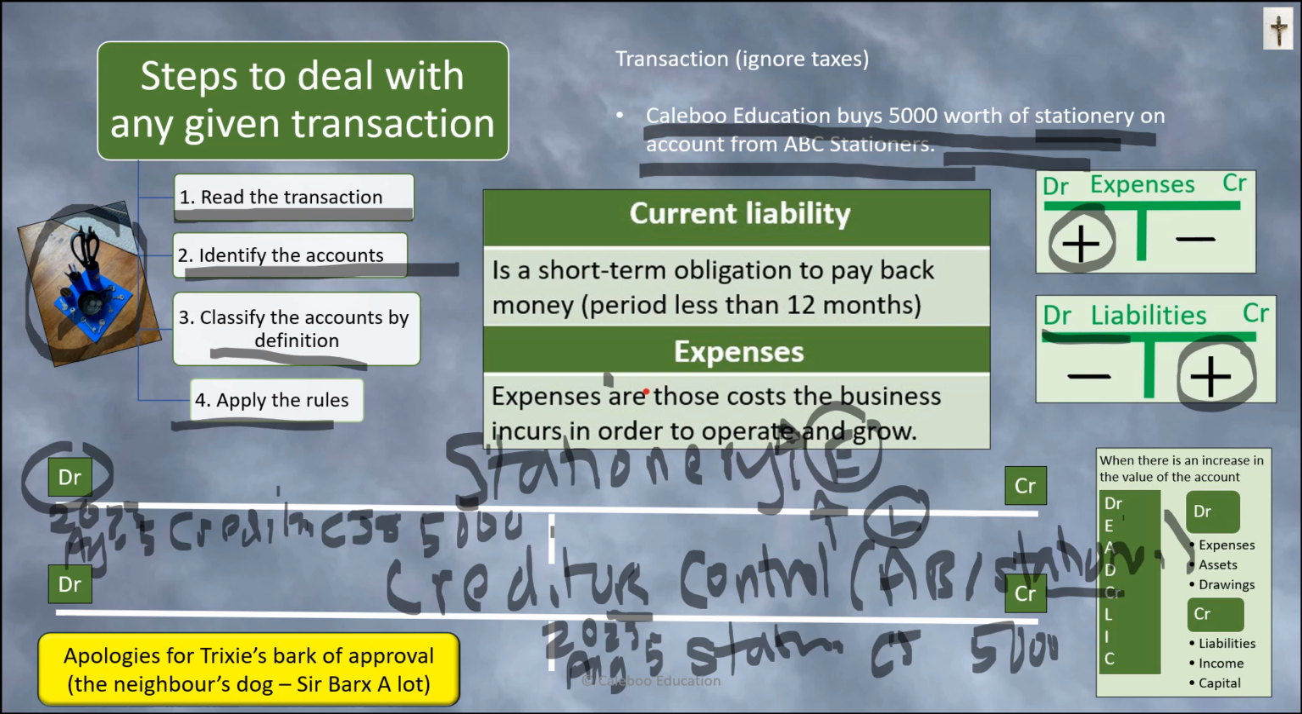So there we go. The point here is stationery was debited. Why? Because there was an increase in expense. Creditors control or accounts payable, the obligation to our creditors got bigger. There was an increase in liabilities. The rule says it must be credited. Right, let's go on to the next slide where I have done it more neatly.